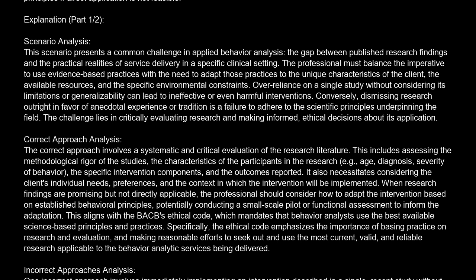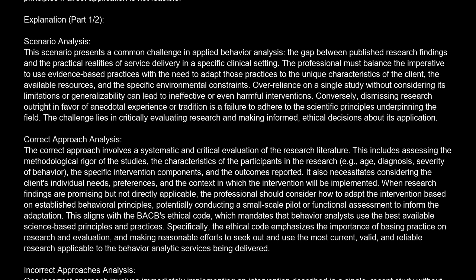Explanation. Scenario analysis. This scenario presents a common challenge in applied behavior analysis: the gap between published research findings and the practical realities of service delivery in a specific clinical setting. The professional must balance the imperative to use evidence-based practices with the need to adapt those practices to the unique characteristics of the client, the available resources, and the specific environmental constraints.